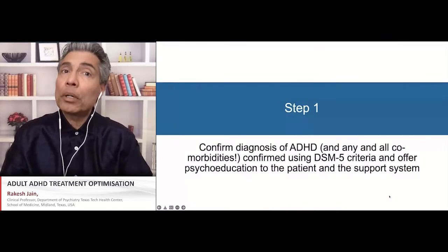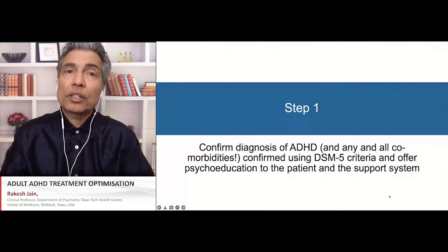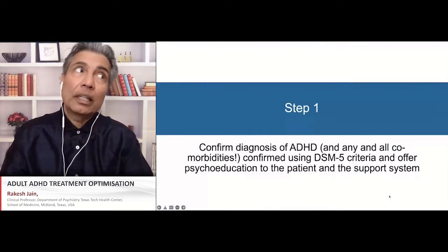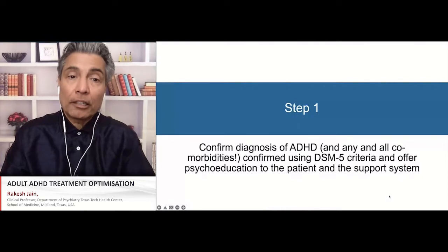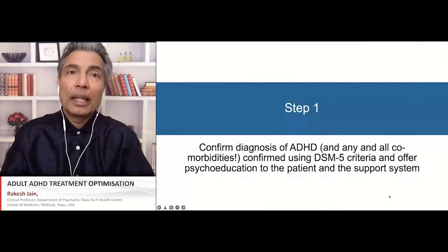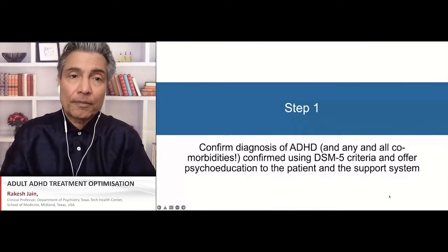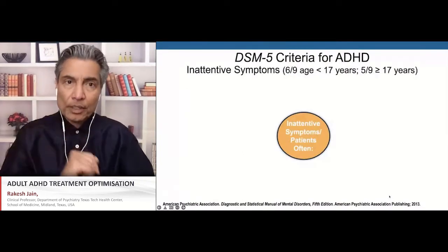So let's remember, ADHD in adults is common. It's about 4% in the population. In clinical patients, it's much more. Let's use the DSM to guide us. So here we go. Can we do this?